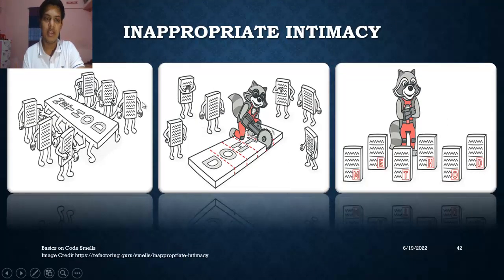Inappropriate intimacy. In this picture we can see that the different parts of a method are connected with different classes. So for this reason we can break down this method according to the responsibilities and distribute them among the classes.